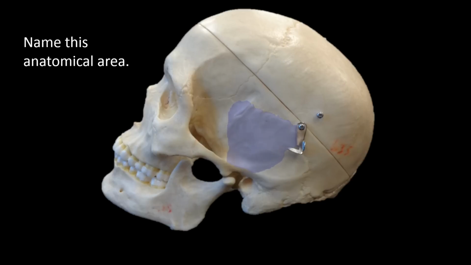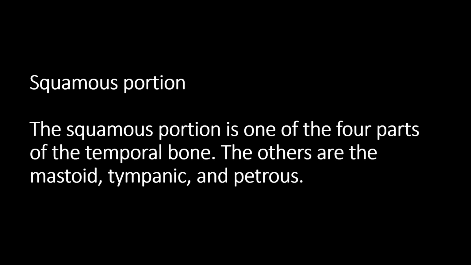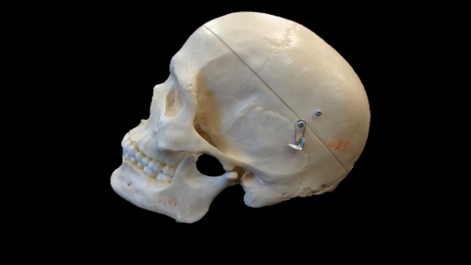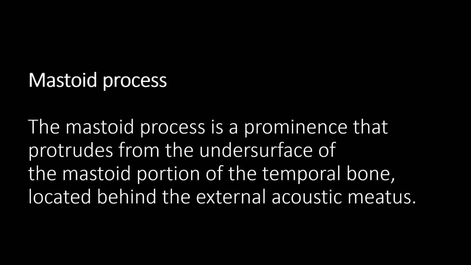Name this anatomical area. Squamous portion. The squamous portion is one of the 4 parts of the temporal bone. The others are the mastoid, tympanic, and petrous. Name this anatomical area. Mastoid process. The mastoid process is a prominence that protrudes from the undersurface of the mastoid portion of the temporal bone, located behind the external acoustic meatus.